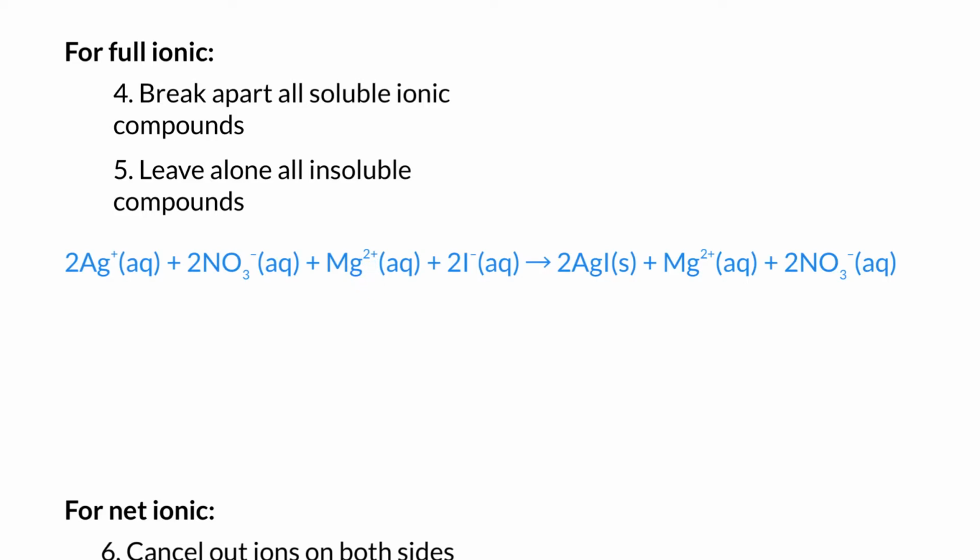But on the other side, that silver iodide did not dissolve in water, so we absolutely did not break it down. We just left it put together. But the magnesium nitrate did, so we broke it down into magnesium. And because we had 2 nitrates, we write a coefficient. So that is the full ionic equation.